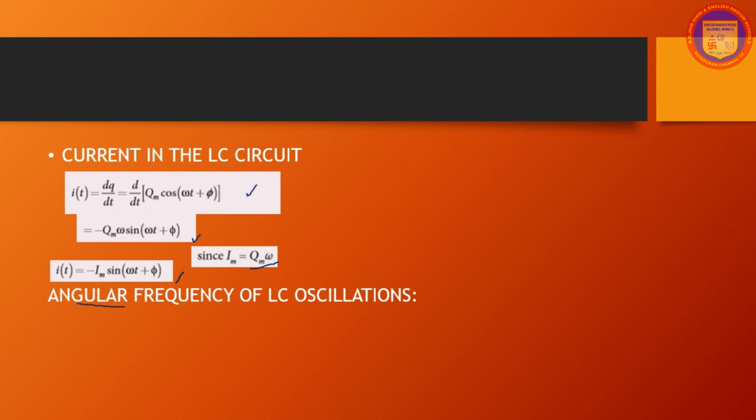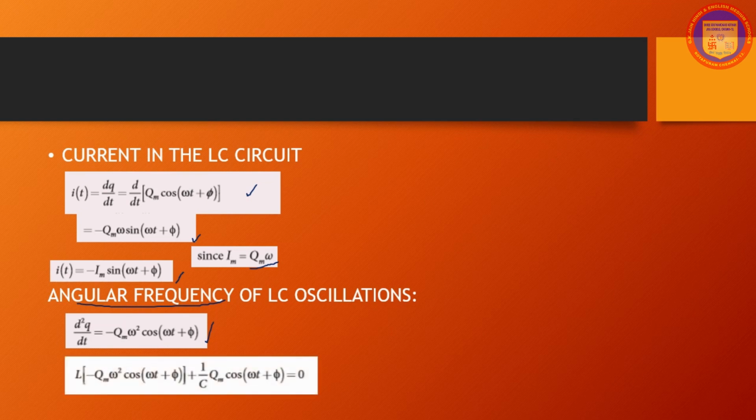Next is angular frequency of LC oscillations. By differentiating the equation twice, we will get d square Q by dt square is equal to minus Qm omega square cos(omega t plus phi). So substituting the values, we will get L into minus Qm omega square cos(omega t plus phi) plus 1 by C Qm cos(omega t plus phi) equal to 0. Rearranging the terms, the angular frequency of LC oscillation is given by omega is equal to 1 by root of LC. This equation is the same as the one obtained from the qualitative analogy.